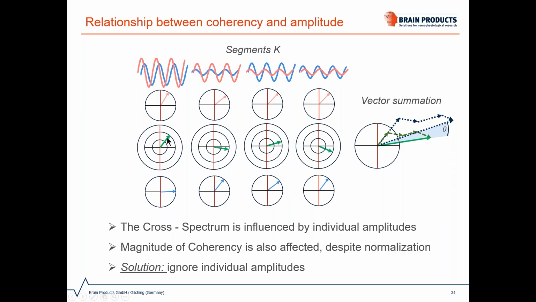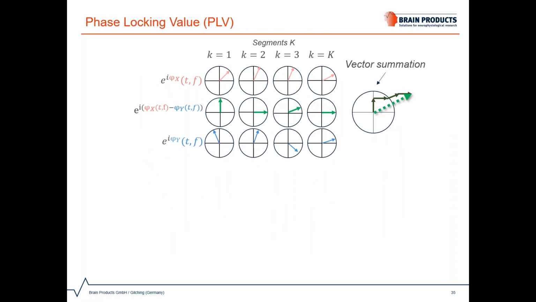So, as you can see here, all individual amplitudes are of the same size, and also their difference, the cross spectrum, the difference vectors are also of the same size. So all constituent vectors have the same influence on the resulting vector summation. In this case, the cross spectrum only quantifies whether or not the phase differences between signals are stable across segments. A measure that does exactly this is the phase locking value.